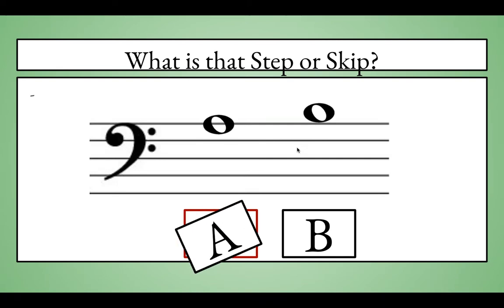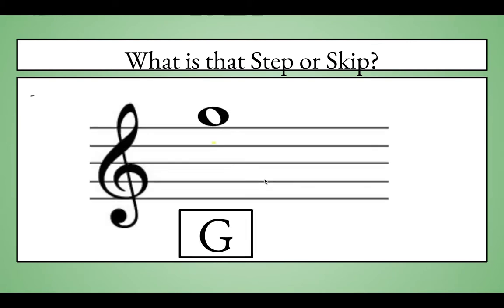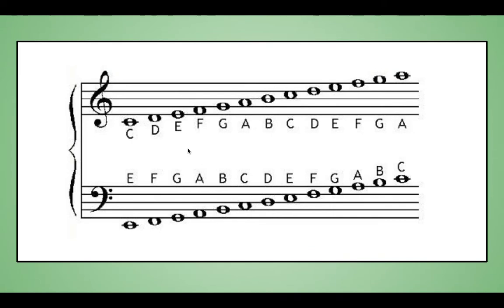The answer is A. Same thing, if this note is B, go ahead and pause, what is this note? The answer is D. And if this note is G, what is this note? Go ahead and pause if you need to. The answer is A. So, like I said, if you know any one of these notes on either the treble or bass clef, you can figure out what the other notes are.